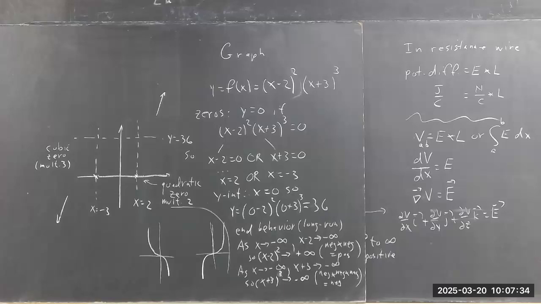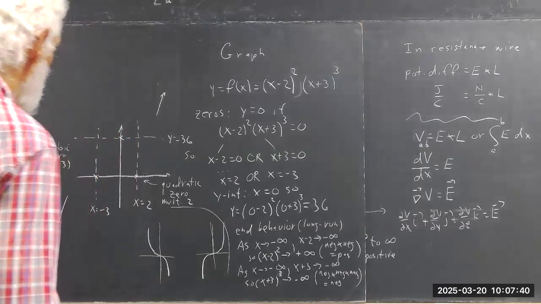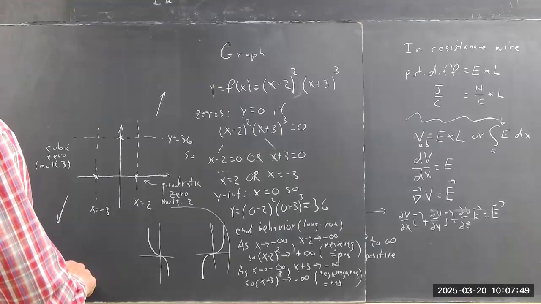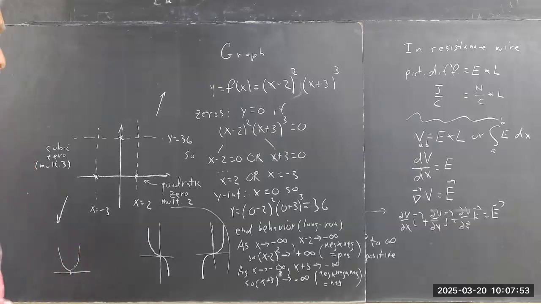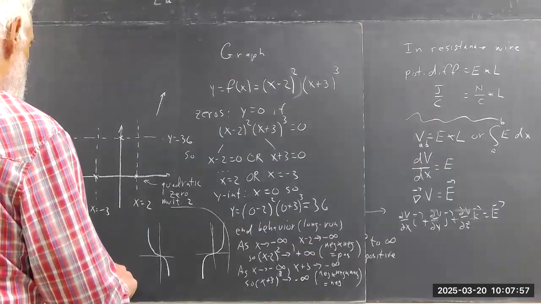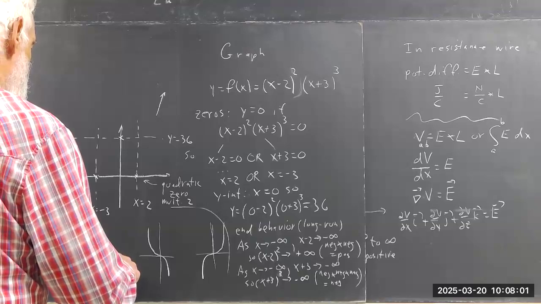Make sure I'm recording. Okay. And then, of course, we have our y-intercept. Now, how does a function act near a cubic 0? Near a quadratic 0, we're going to have something like this, right? Or maybe it's upside down.